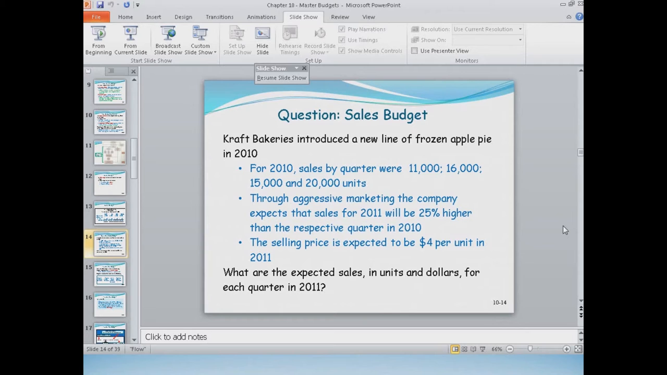You want to, if you haven't already done it, just do it for quarters two and three. Sales in units and dollars. Second quarter's sales in units would be 20,000 units. 20,000 and what dollar amount? It's 80,000. We can move on, right? And quarter three, as we're moving on.